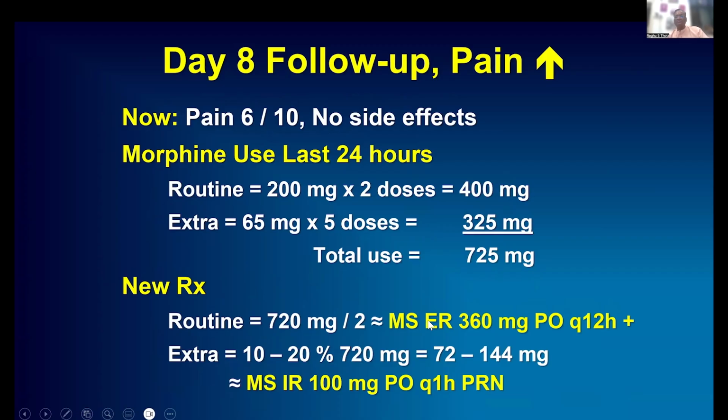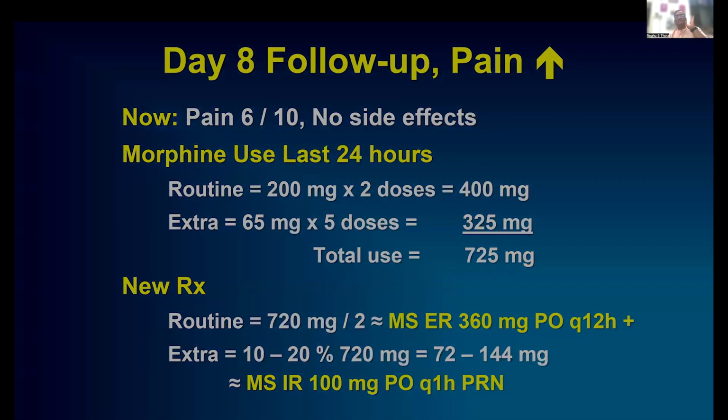We have sustained release morphine in our country. So every 12 hourly we give it. But the breakthrough medication should be immediate release. And if you calculate, it falls between 72 to 144, so that is around 100 milligrams. So 360 milligrams every 12 hourly of extended release or sustained release medication, and immediate release 100 milligrams every 1 hour you can take. So this is his final regimen.